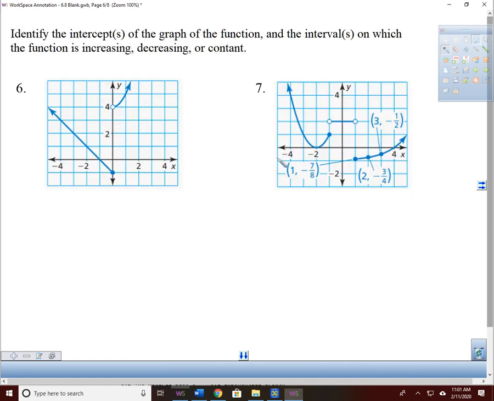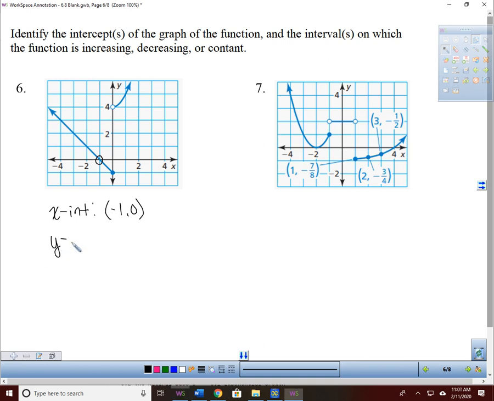All right, number 6 says identify the intercepts of the graph of the function and the intervals on which the function is increasing, decreasing, or constant. So the same thing. Let's do intercepts first. I have an x-intercept right here, and that point would be -1, 0. Sometimes if you're doing something online, you would just put in -1.